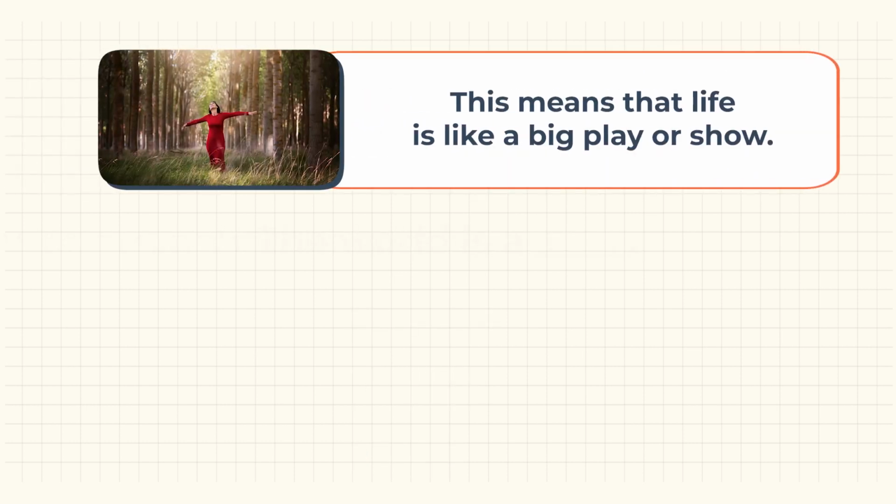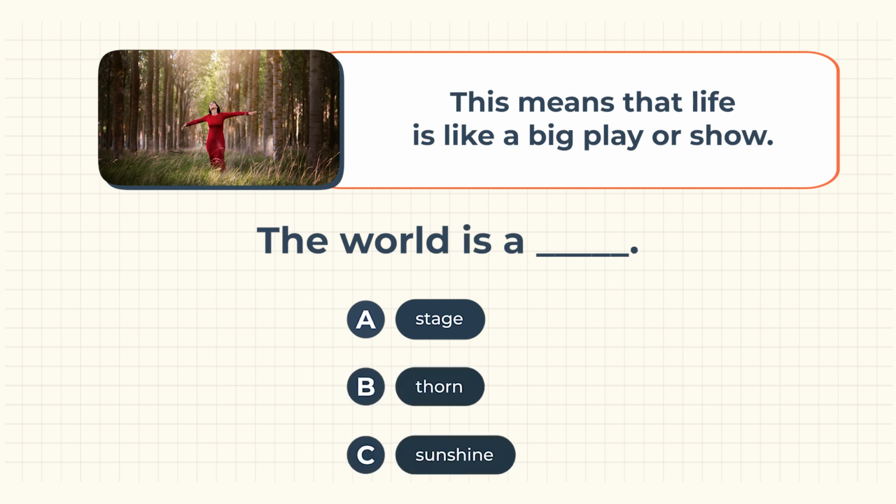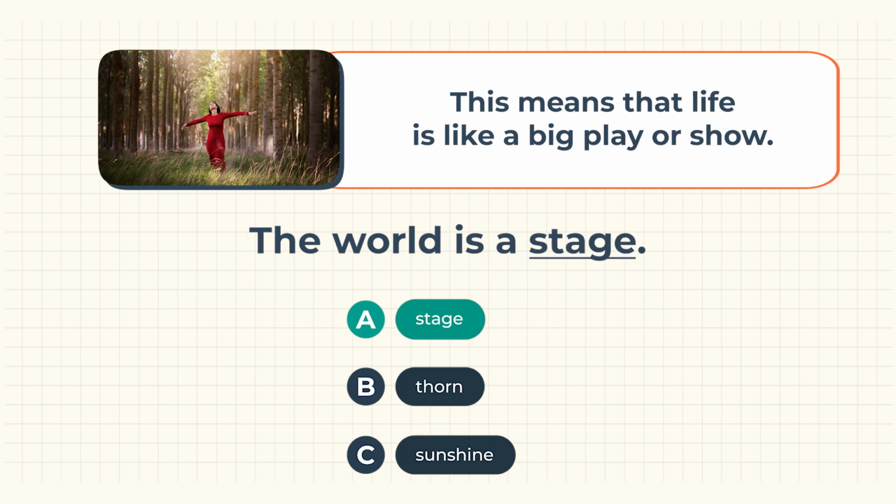This means that life is like a big play or show. The world is A. Stage. B. Thorn. C. Sunshine. The answer is A. Stage. The world is a stage.